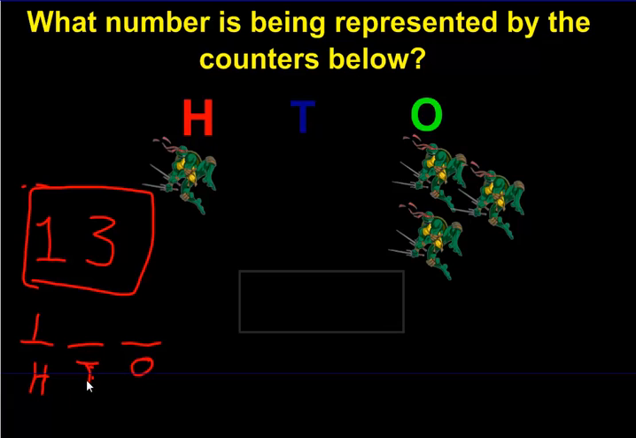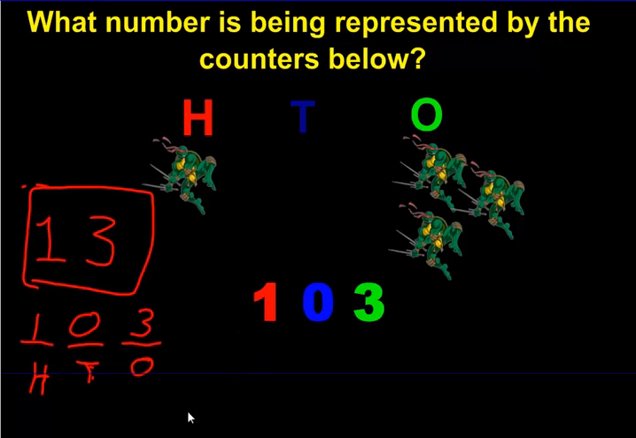That's right. But look at the tens. There's nothing there. You have to indicate that in your number. So you got to put a 0 there because it matters. There's no tens. And then for the ones, I've got 3 ones. So my number is going to be 103.